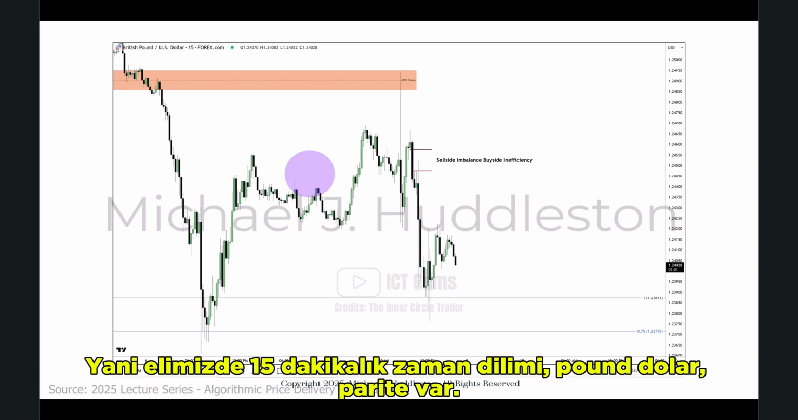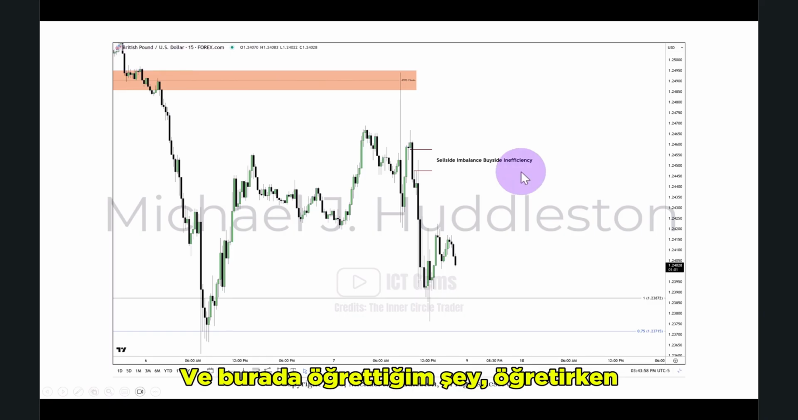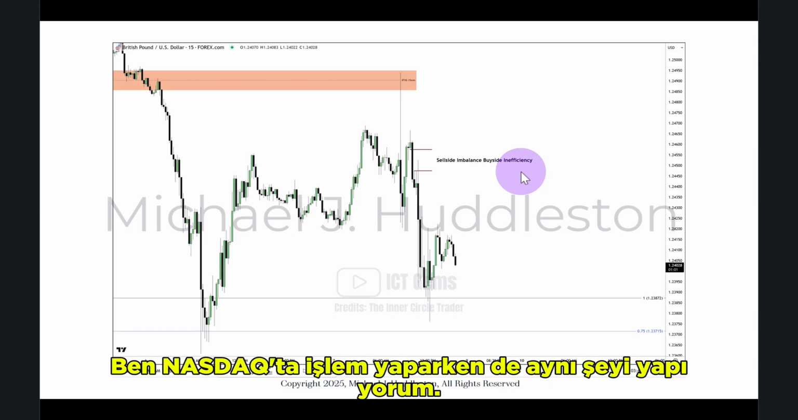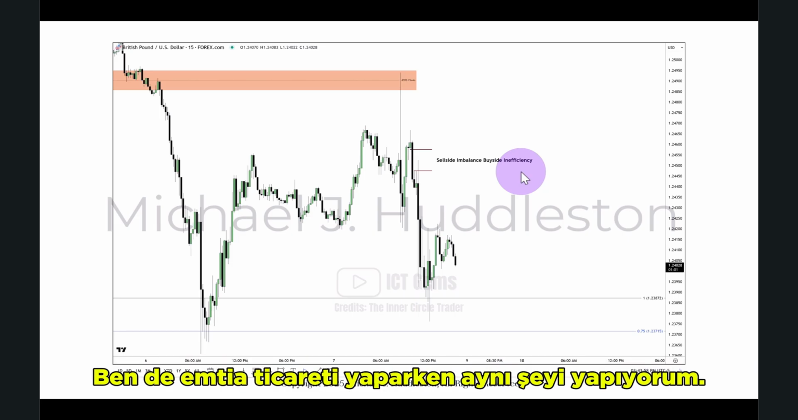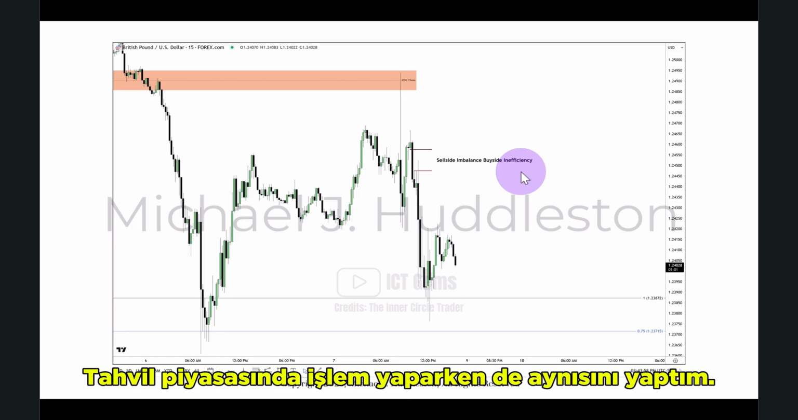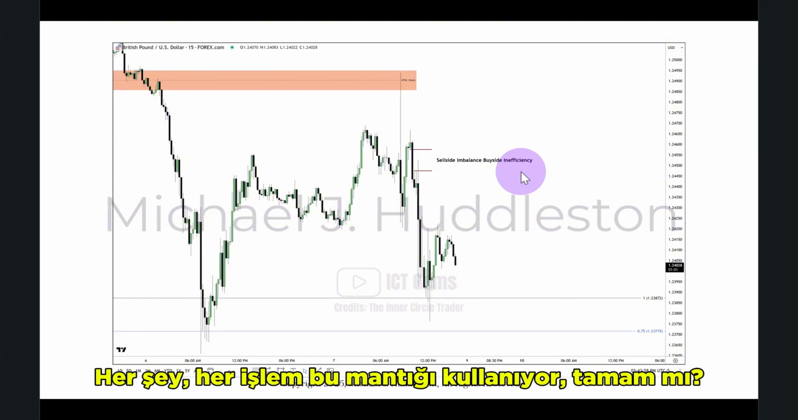So we have the 15-minute time frame, pound dollar pair. And what I'm teaching here, while I'm teaching it over the medium of a Forex currency pair, this is the same thing I do when I'm trading in NASDAQ. It's the same thing I do when I'm trading commodities. It's the same thing I do when I trade ES. Same thing I did when I was trading the bond market. Everything, everything that's traded uses this logic.